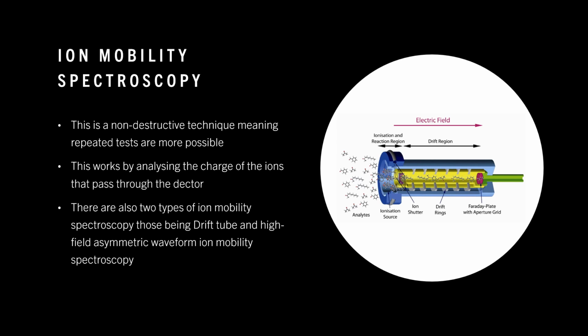And then the second one being high field asymmetric waveform ion mobility spectroscopy, which uses a very strong electric field to manipulate the ions a little bit and get them through like a filter, which is able to be a little bit more accurate as it's able to select the ions that it needs.